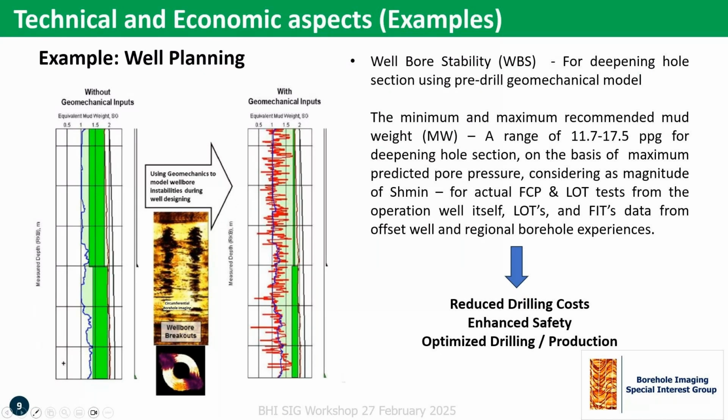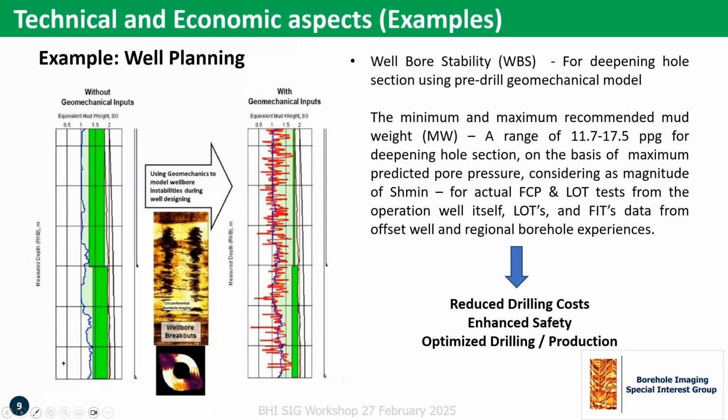So this image helps us a lot, showing this scenario where we could find out on the basis of maximum predicted pore pressure, which was considered as the magnitude of SH min, from the actual FCP and LOT tests from the operational well itself. So this data helped us even from the offset well, and also we included the regional borehole experience. We could plan in a better way.